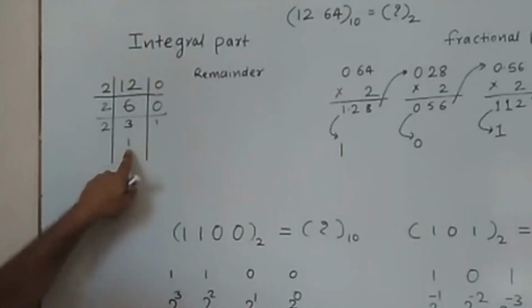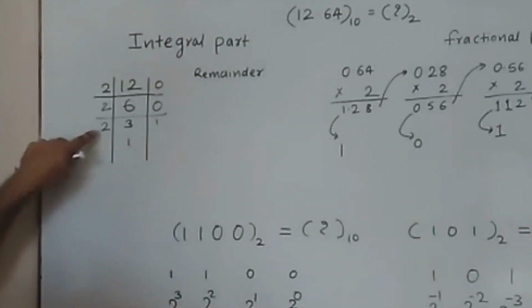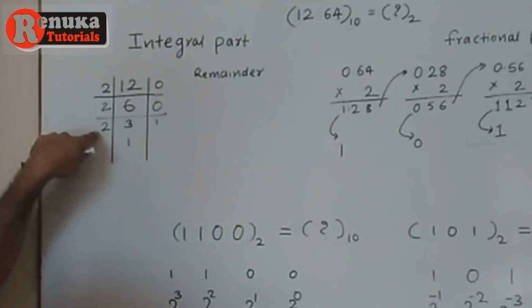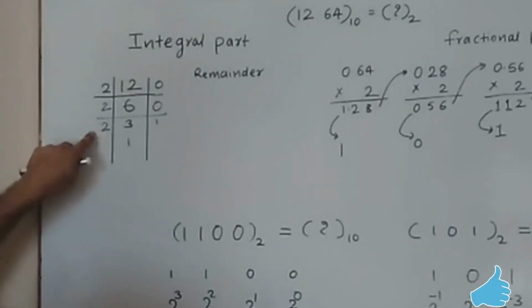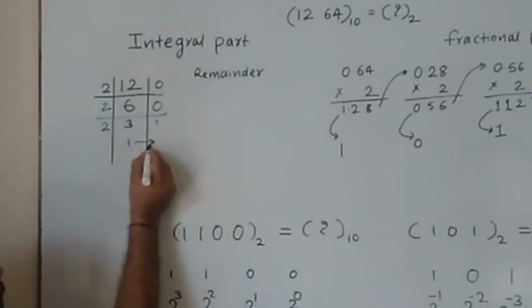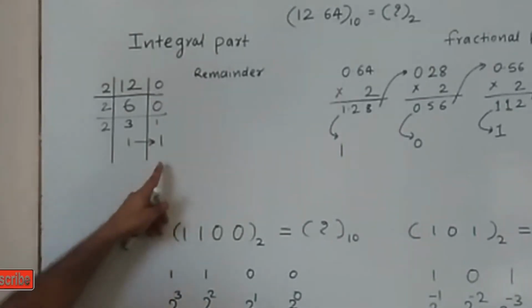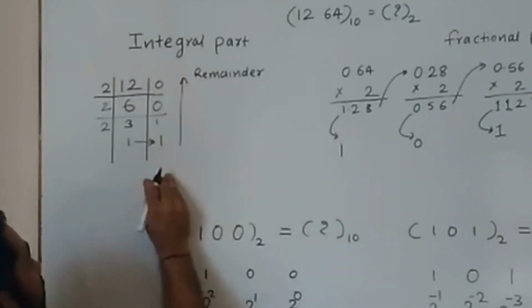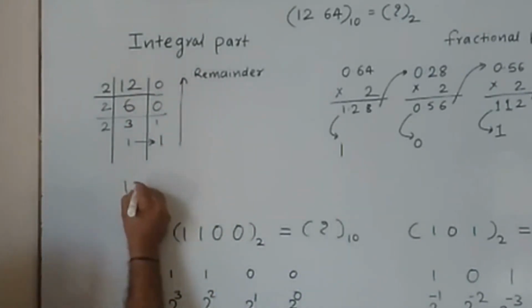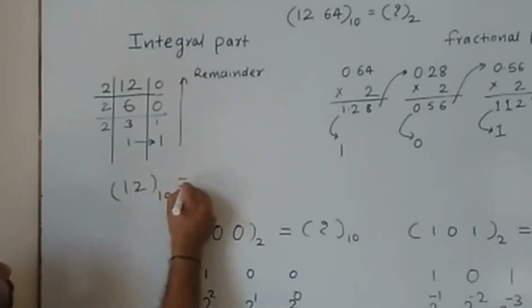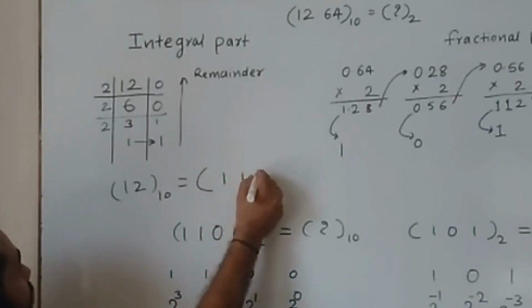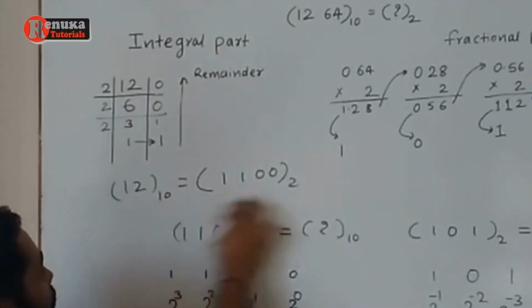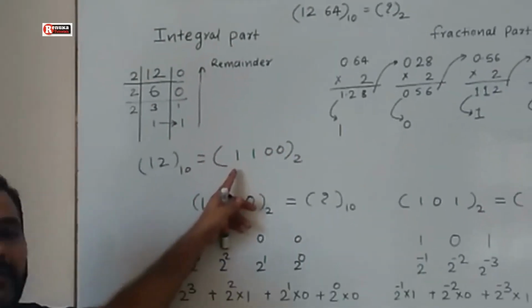Now this quotient cannot be divided by 2, so that number is written as it is. The remainders have to be noted in the upward direction. So decimal 12 is equivalent to 1100 in binary. This is how the integral part can be solved.